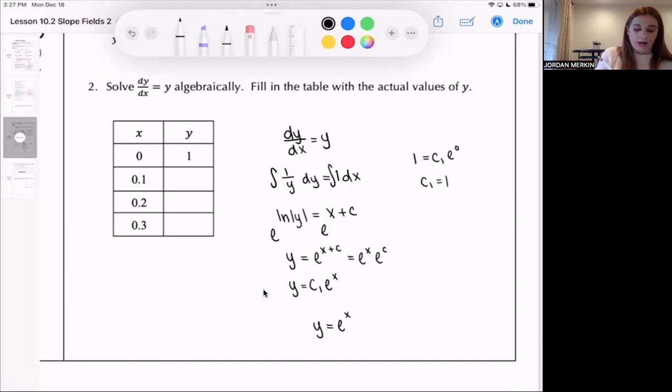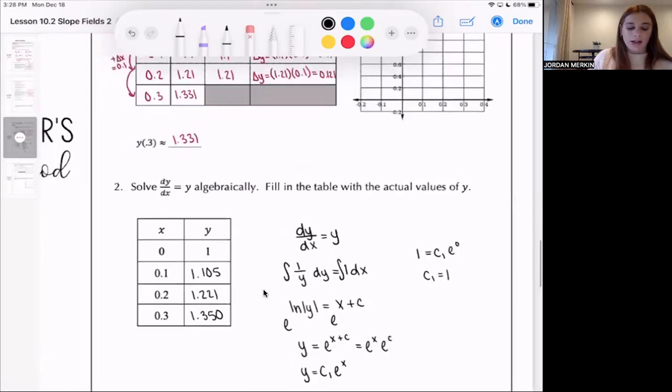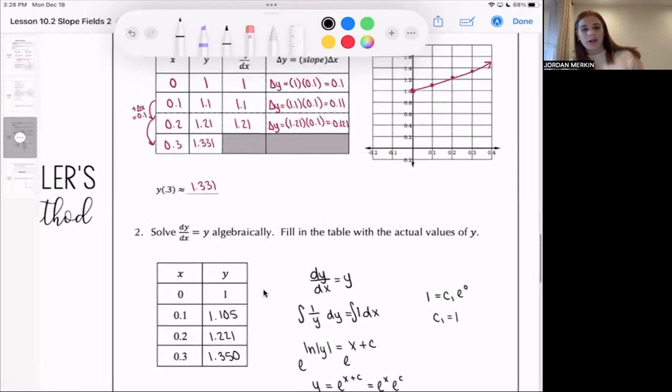If I plug that into a calculator, it's about 1.105. If I plug in e to the 0.2, that's 1.221. And e to the 0.3 is about 1.350. So if we compare that to our table, it's pretty darn close. At 0.1, we got 1.1, right? At 0.2, we got 1.21, very close. At 0.3, we got 1.331, right?